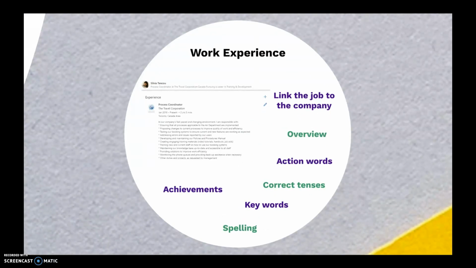The work experience area is more than just listing your previous jobs and your current job. The best practice in this area is to link the job to the company profile on LinkedIn, if there is one. Another rule of thumb is to use correct tenses. For a past job, use a past tense, and for a current job, use a present tense. And also pay attention to spelling and use keywords or action words. If there are achievements for which you have been recognized, you can include those as well.